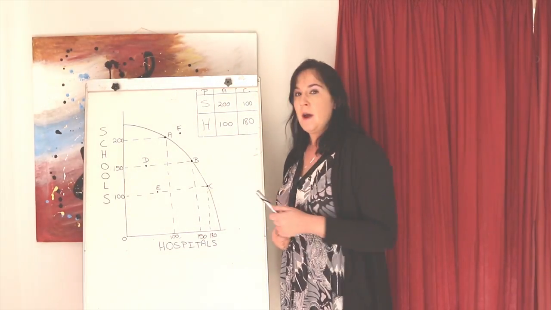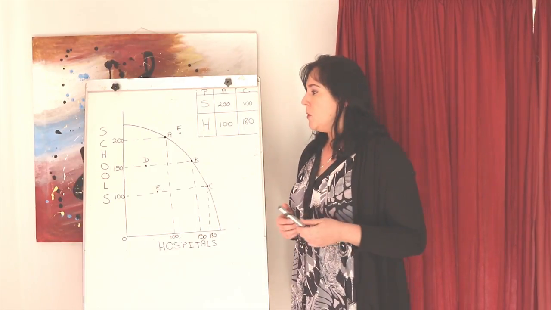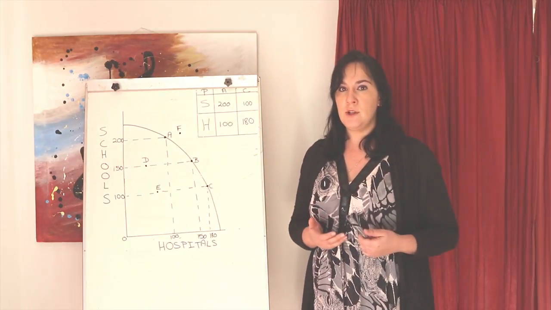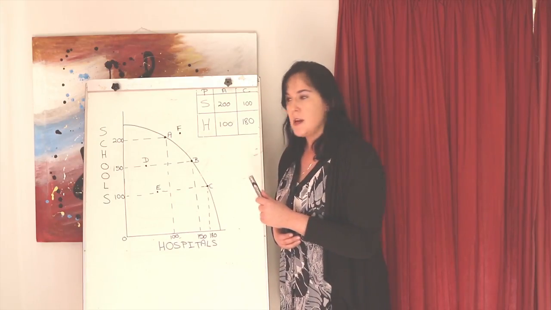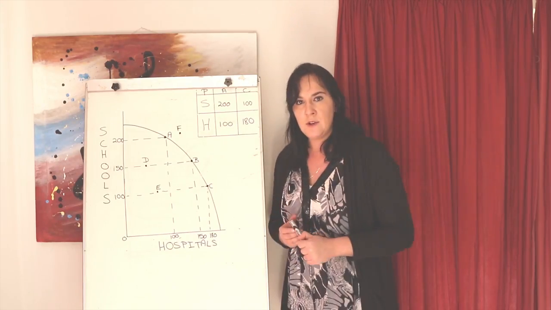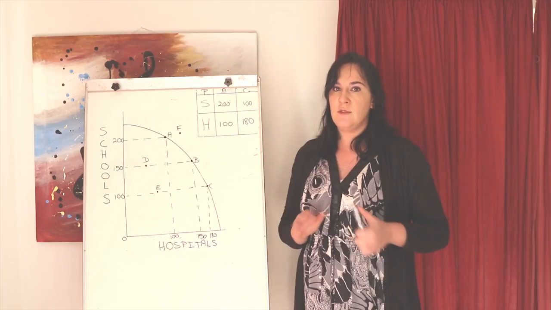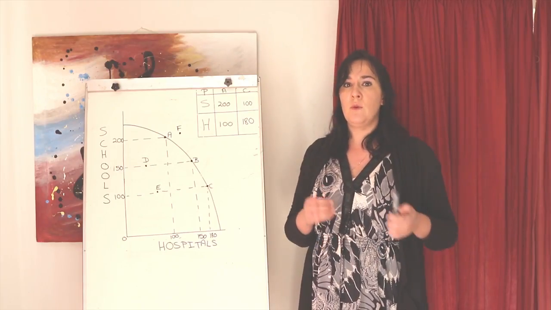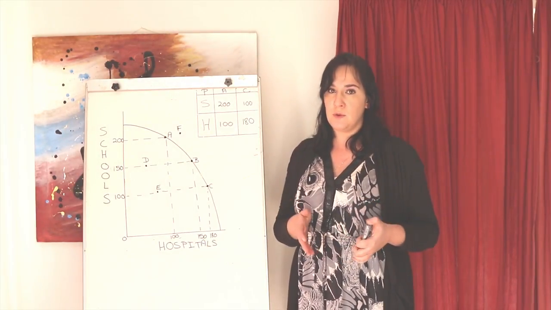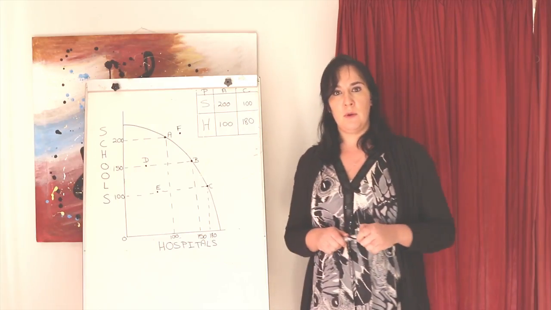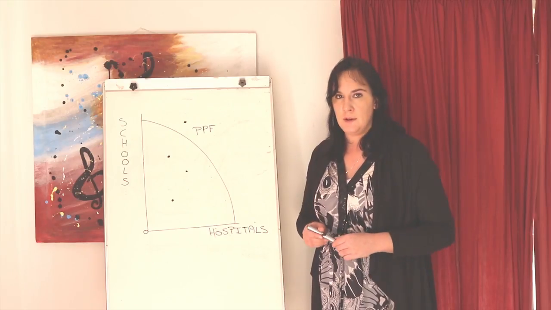Point B would be my point of productive efficiency. Why? Because it shows the lowest opportunity cost. In this case, I am getting 150 units of schools and 150 units of hospitals. So the opportunity cost is very low, linking back to my costs being the lowest. So the less wastage of resources. I'm getting the best of both worlds in this case.